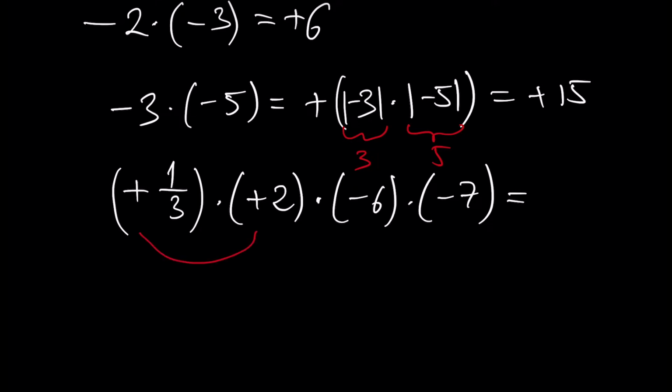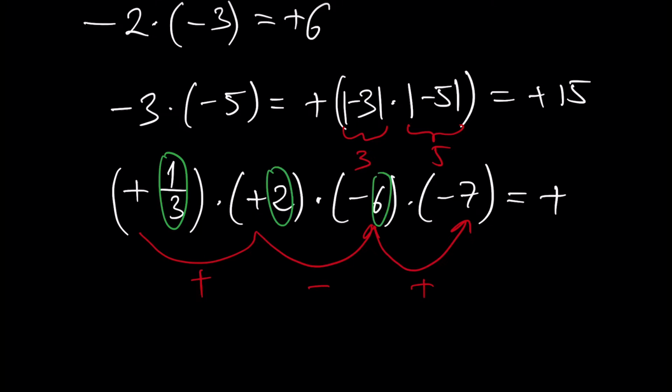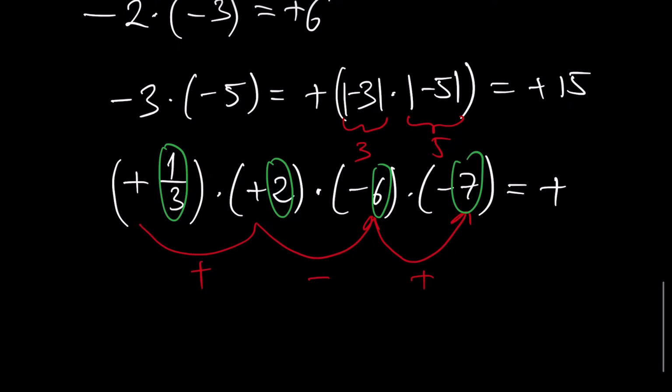Plus multiplied by plus gives plus. Plus multiplied by minus gives minus, and minus multiplied by minus gives plus. So answer will be with the sign plus, and we just now assume only absolute values which are always positive and multiply absolute values. So 1/3 times 2 times 6 times 7.